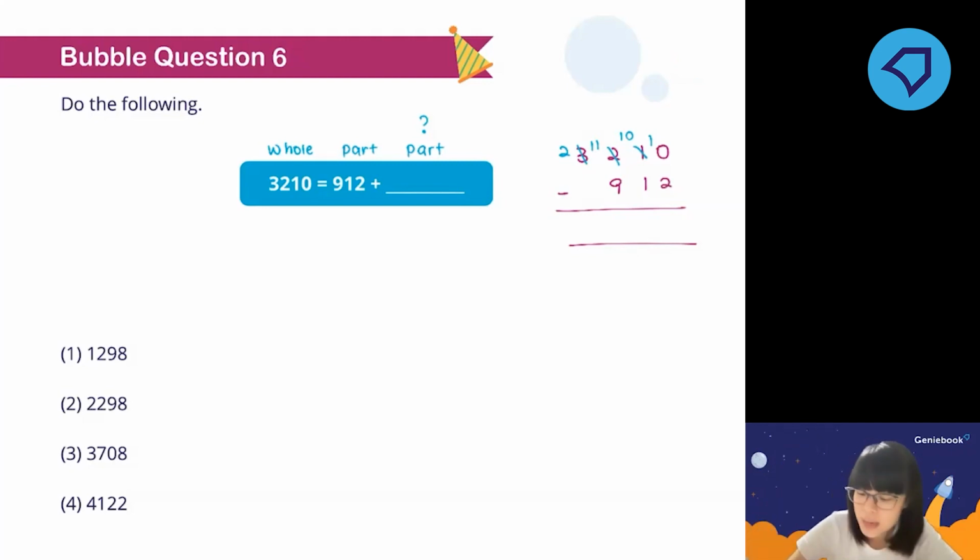So start from the ones place. 10 minus 2 is equals to 8. 10 minus 1 is equals to 9. 11 minus 9 is equals to 2. And 2 minus nothing is equals to 2. So the answer would be 2,298. The answer would be option number 2.